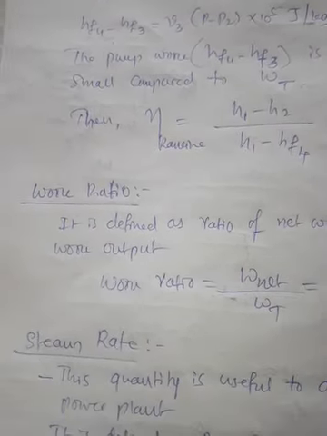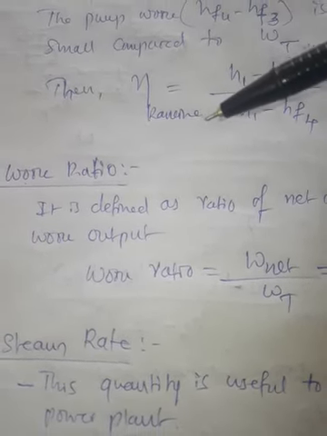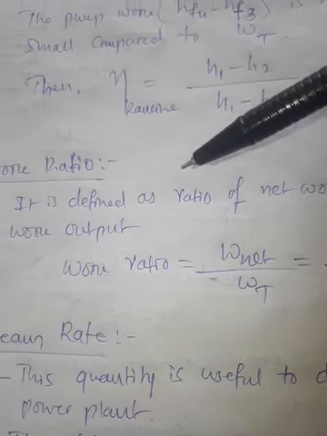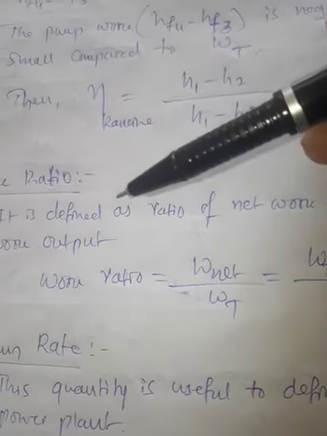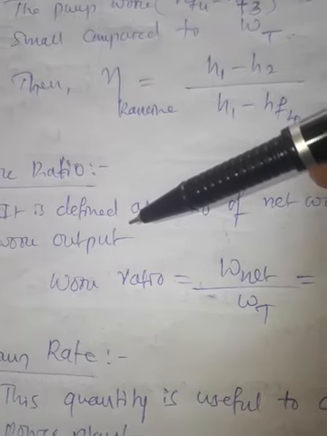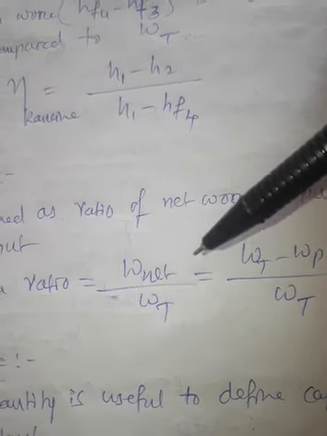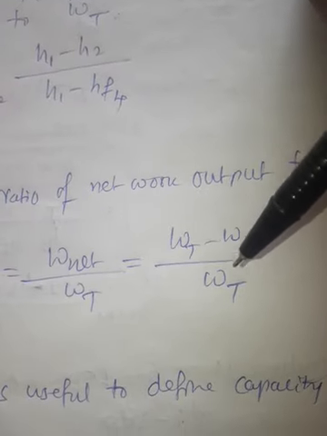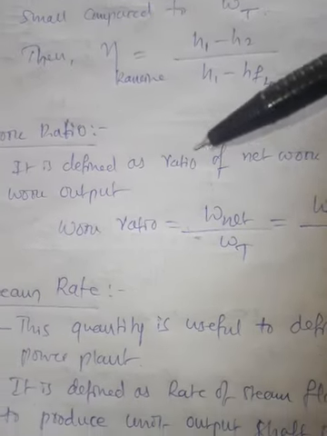Now, students, let's discuss a few parameters related to the Rankine cycle. The first parameter is called the work ratio. It is defined as the ratio of net work output of the steam power plant to the positive work output. Mathematically, we write work ratio equal to W net upon WT. The net work from the Rankine cycle we have already discussed: it is turbine work minus pump work, divided by the positive work, which is the turbine work. This is about the work ratio.